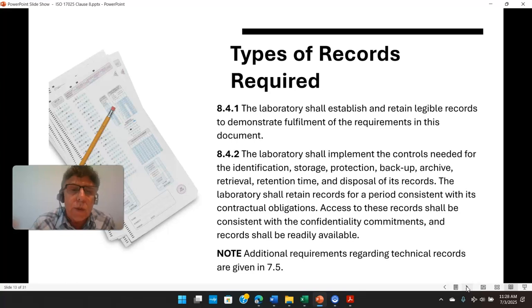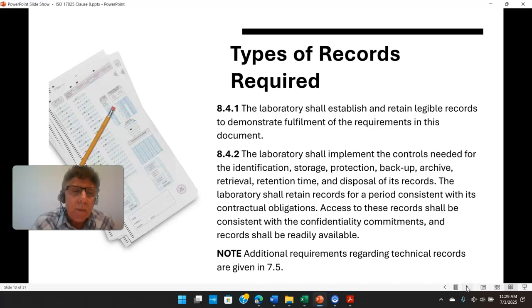Section 8.4.2: the laboratory shall implement the controls needed for the identification, storage, protection, backup, archive, retrieval, retention time, and disposal of records. That means you should have some sort of policy on records, on things like how you protect them, how you back them up if they're in a computerized system, what your retention time is. That's a requirement. You have to have a defined retention time, and how you dispose of the records and what its frequency is.